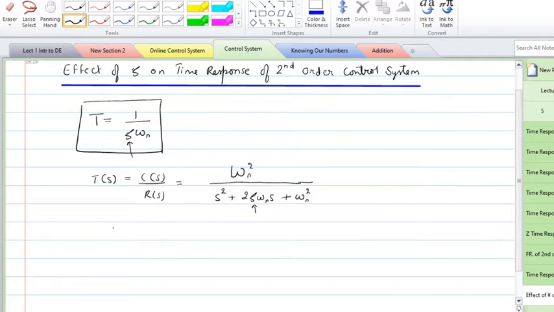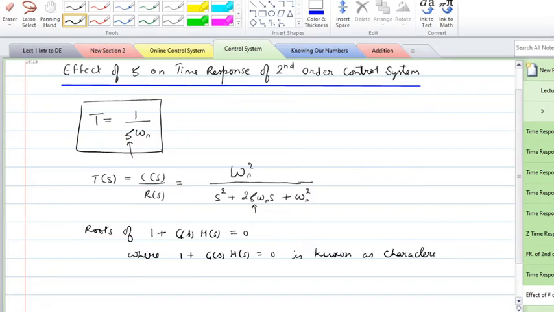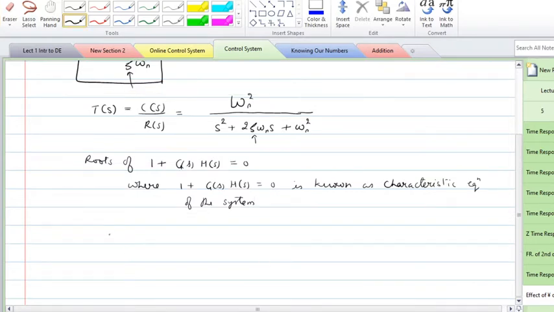So let us find out the roots of this equation, and these roots are actually the roots of 1 plus G(s) H(s) equals 0, where 1 plus G(s) H(s) equals 0 is known as the characteristic equation of the system. This may be any system.